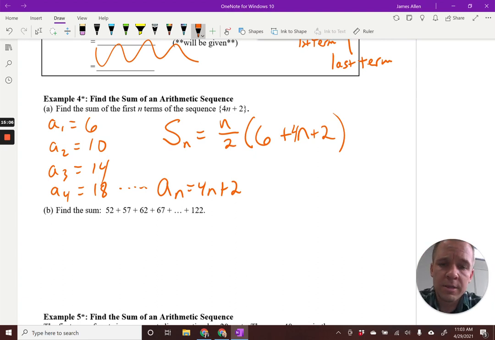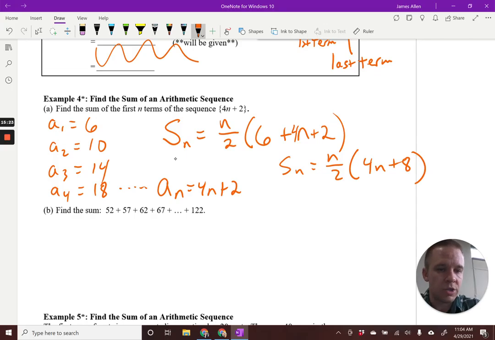All right. So now, all righty, we got that. I feel like we could simplify that. Don't you? I feel like we could. So I'm going to combine some like terms. So I'd have S sub n is equal to n over 2 times 4n plus 8. And I could distribute in, so that'd be 2n squared plus, and then 8 over 2 is 4n. Right? Okay. Cool. I like it.